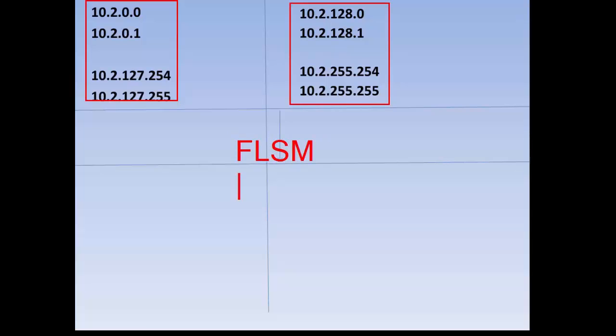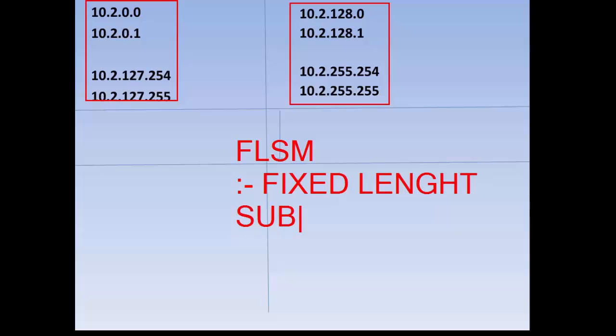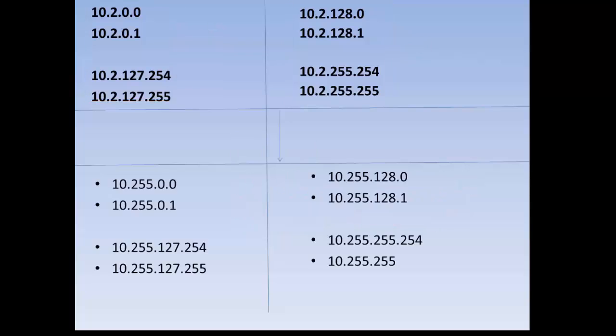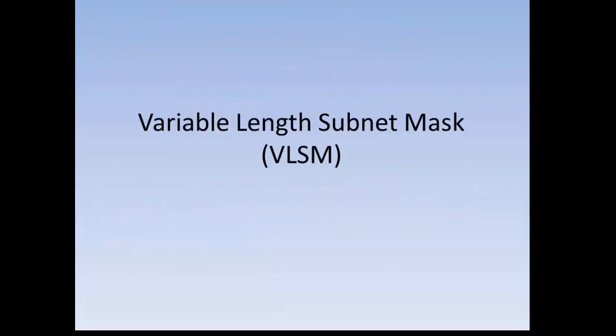FLSM stands for fixed length subnet mask. Subnetting is also known as FLSM, fixed length subnet mask. So here we are getting an equal number of IPs in each block. In the next video I will explain the variable length subnet mask.